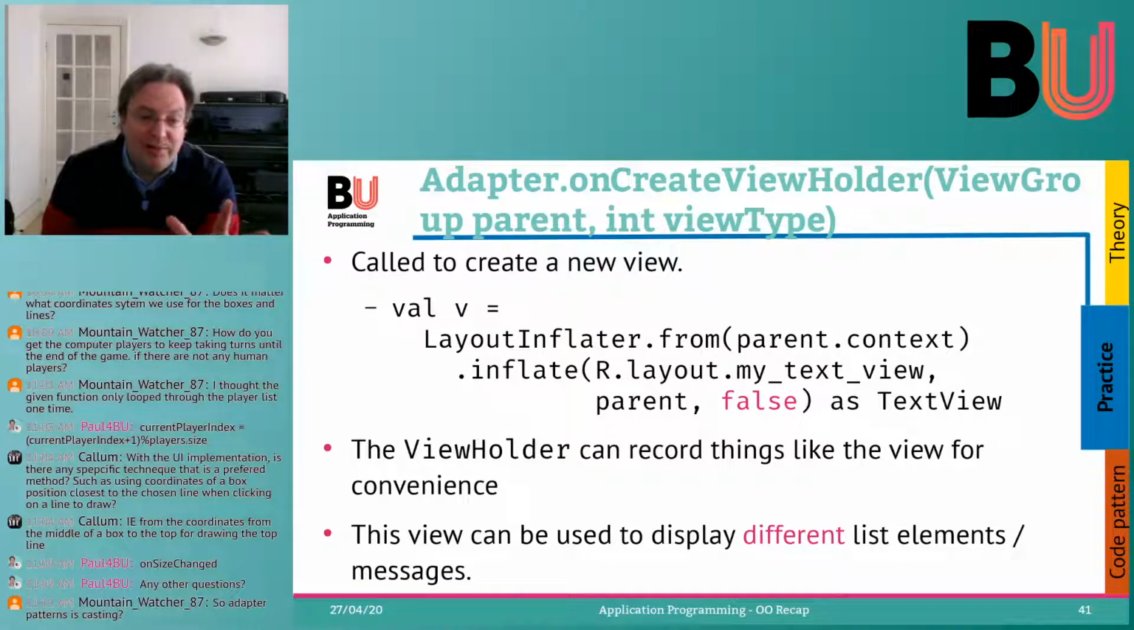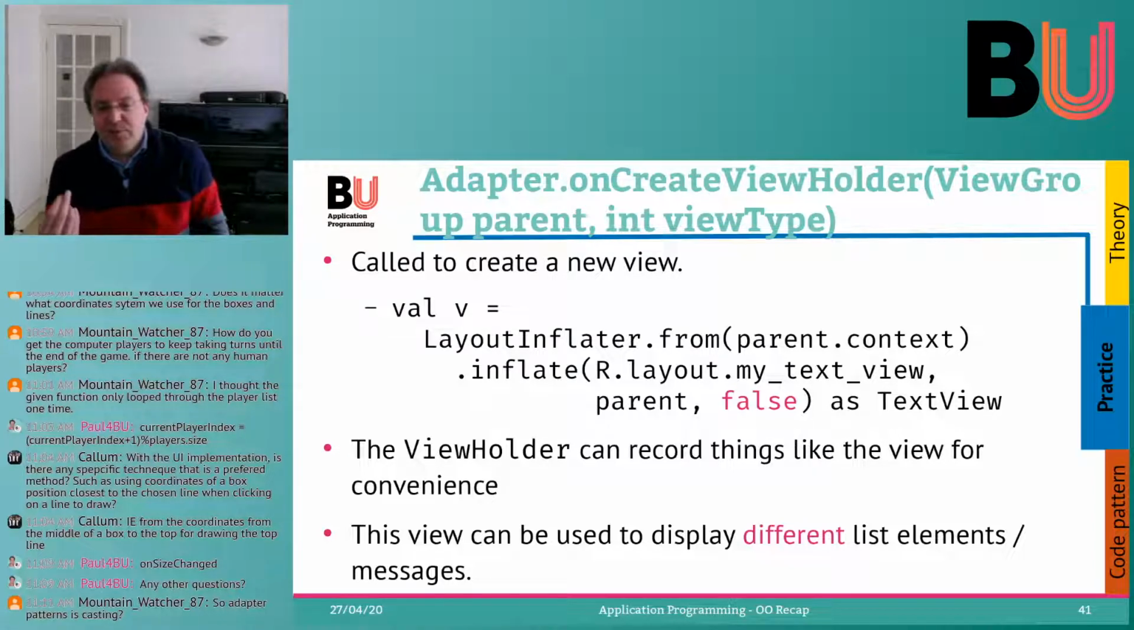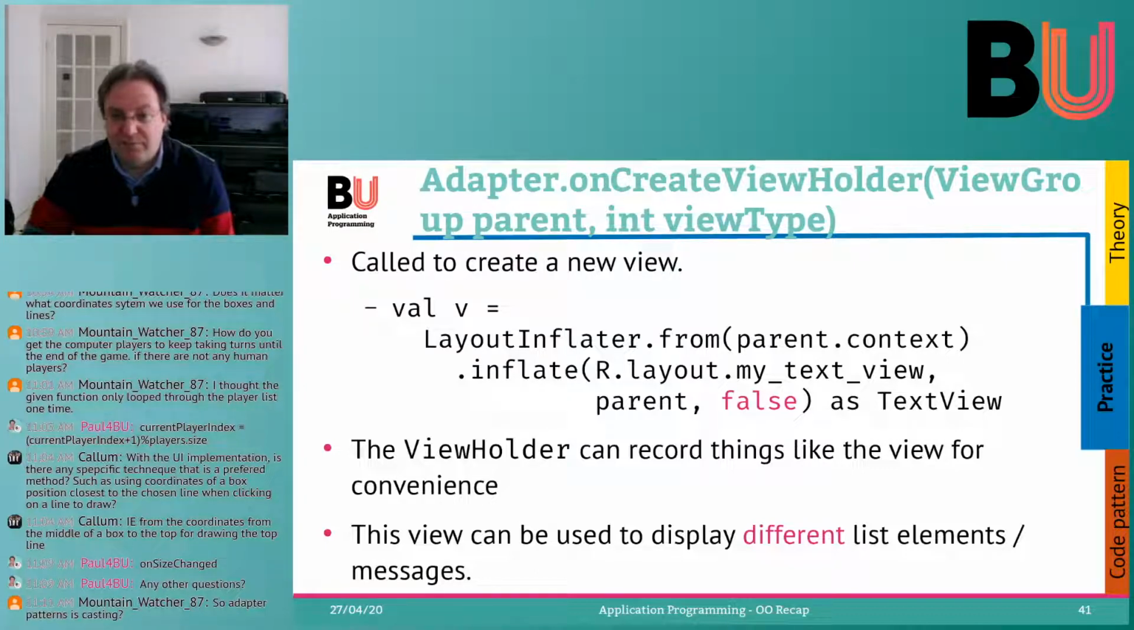So how do we create a view holder? onCreateViewHolder gives you two parameters: the parent and the view type. The view type, by default, will just be 0. But if you have different types of views, you could override the getItemViewType method, which is called with the index of the item, because it wants to know what type it is, and then it will pass that along.